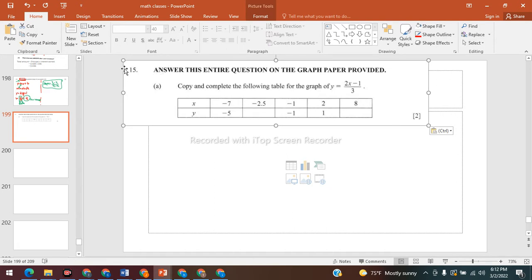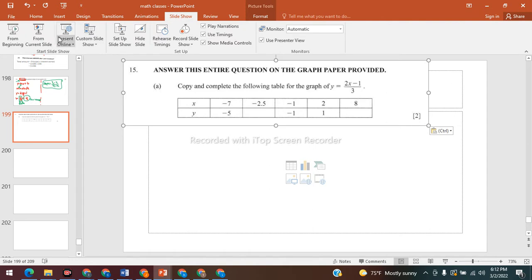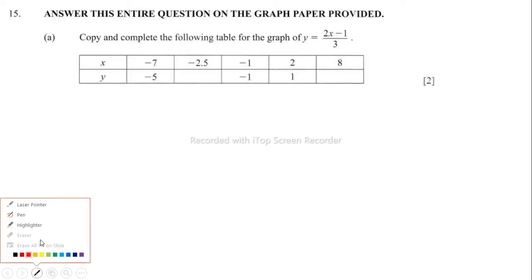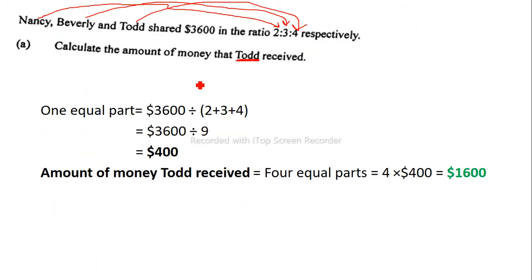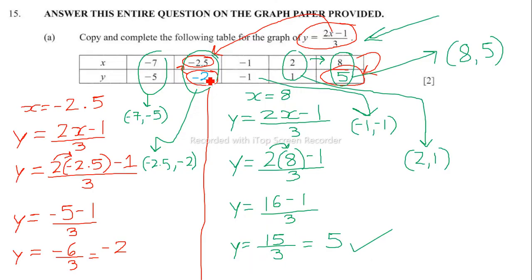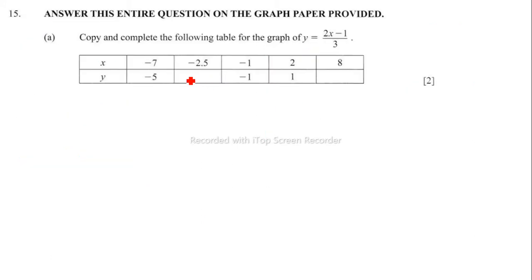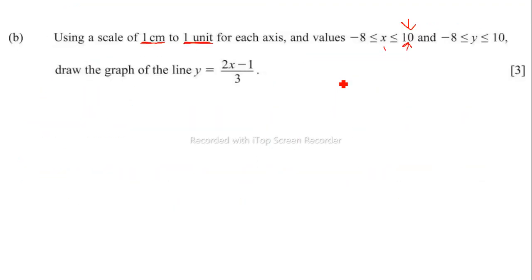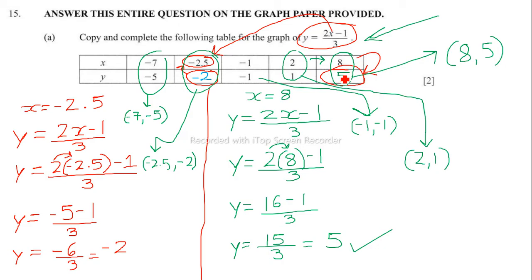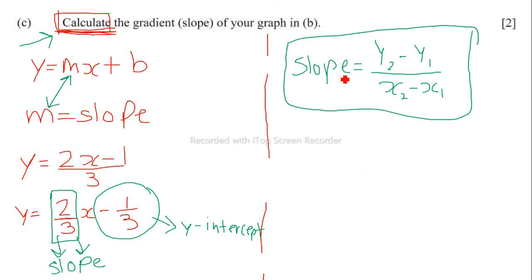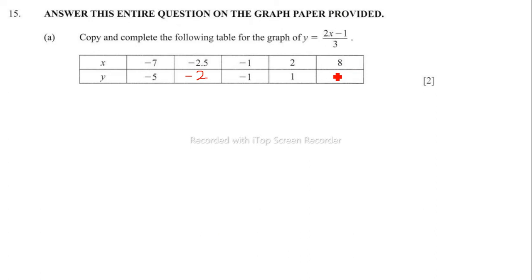So for negative 2.5, sorry, the corresponding y value for negative 2.5 was negative 2. So this is negative 2. That's what we saw yesterday. And the corresponding y value for 8 was what? Anyone can remember? 5. It was 5. Very good.